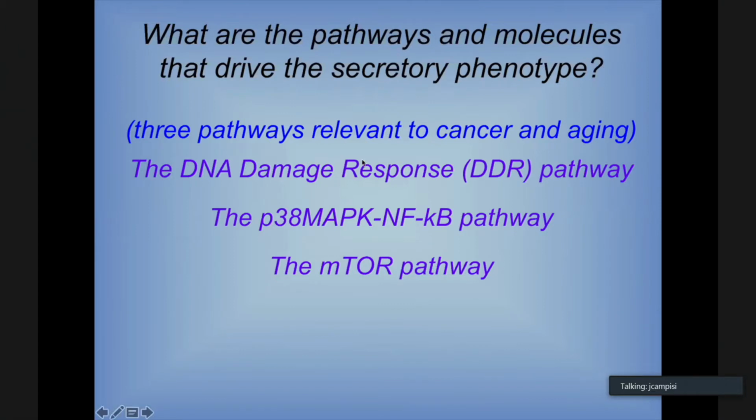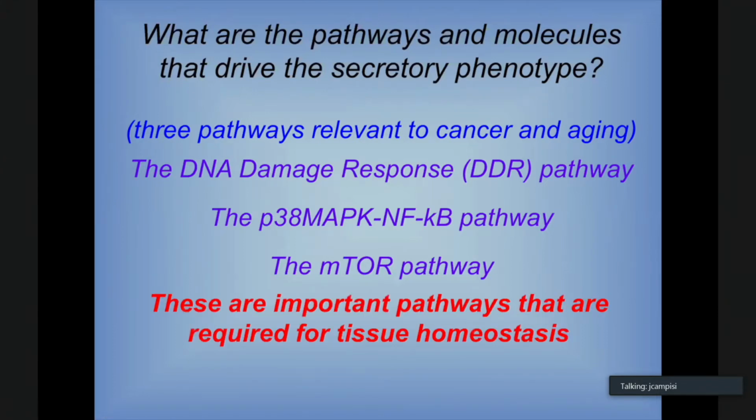So one is the DNA damage response pathway. For example, if you inhibit ATM or CHK2, you can prevent secretion of at least the pro-inflammatory arms of the secretory phenotype. The other is this p38 MAP kinase NF-kappa B pathway, absolutely essential for an early response to wounding. But if you inhibit this pathway, you can again suppress a lot of the secretions. And the third is this pathway you all know, the mTOR pathway, which is inhibited by rapamycin and rapalogs. And this mTOR pathway is, of course, essential for the response of cells to nutrients and growth factors.